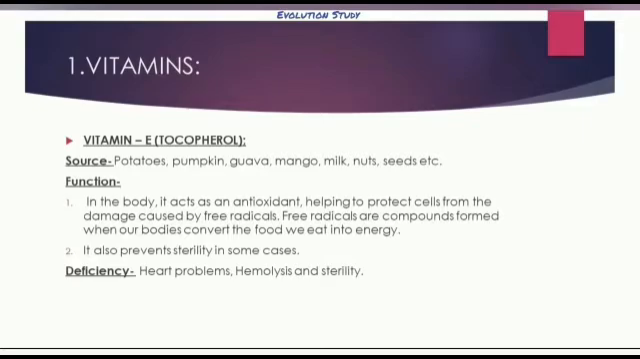Vitamin E, tocopherol. Source: potatoes, pumpkin, guava, mango, milk, nuts, seeds, etc. Function: in the body, it acts as an antioxidant, helping to protect the cells from the damage caused by the free radicals. Free radicals are compounds formed when our bodies convert the food we eat into energy. It also prevents sterility in some cases. Deficiency: heart problems, hemolysis, sterility.